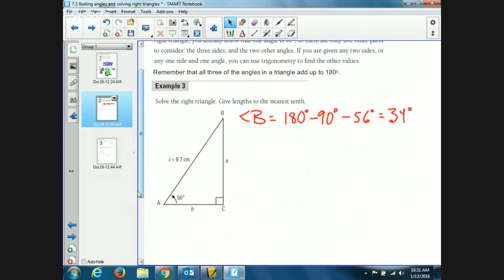Now, we've got a couple of sides to figure out. We've got the A and the B to figure out. Before we try that, though, we should diagram. Now that we have 34 figured out, we're good. So what do we want to do here to figure out side C, which equals 8.7? Is it hypotenuse, adjacent, or opposite? We're going to use the 56 as the comparison. We're going to compare everything to 56.